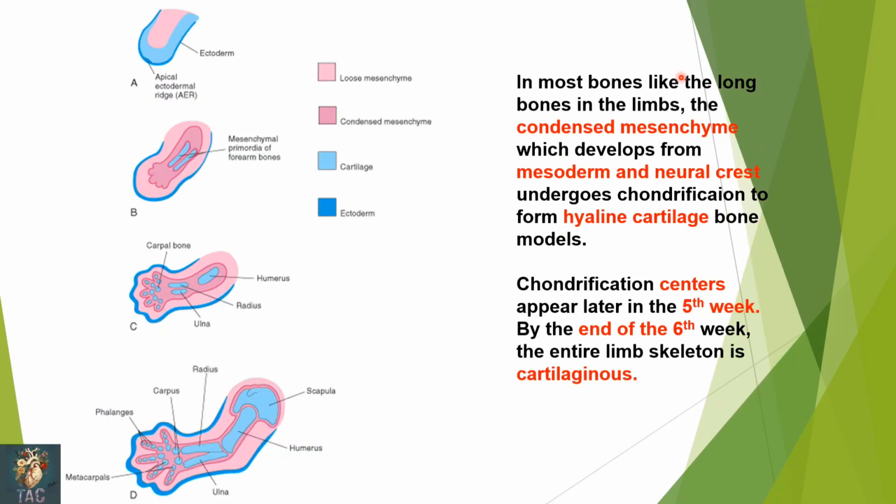So in most bones, like the long bones in the limb, condensed mesenchyme which develops from the mesodermal and neural crest cells undergoes chondrification to form initially a hyaline cartilage model. The chondrification centers appear later in the 5th week, and by the 6th week the entire limb skeleton is cartilaginous. So, an important point here, you must differentiate between the two things. The cartilage model is present at the end of the 6th week, but the primary ossification center will be present at the 12th week. So these are very important MCQs.